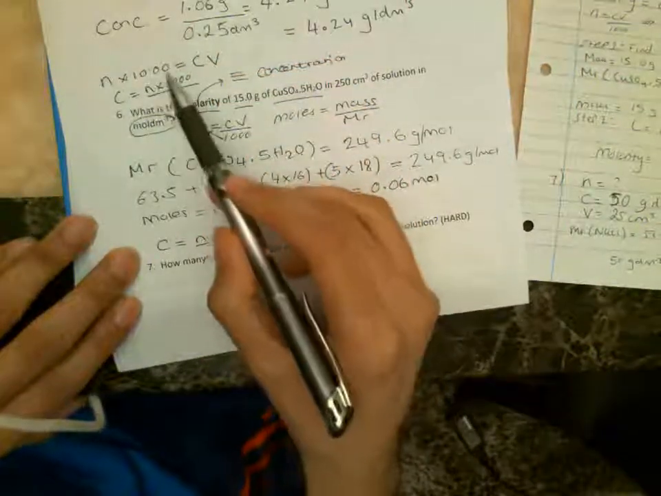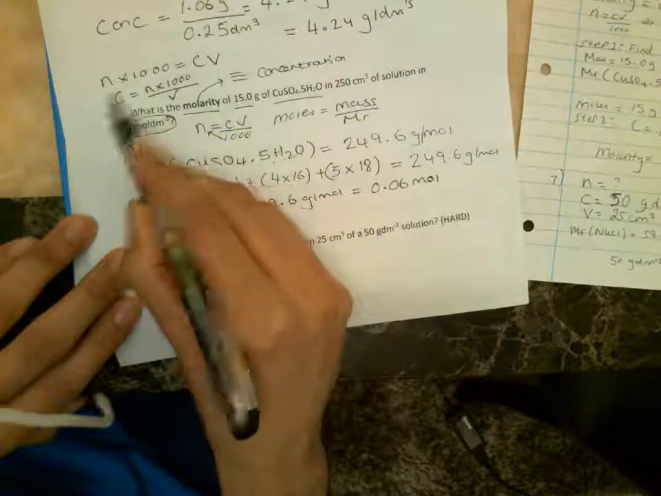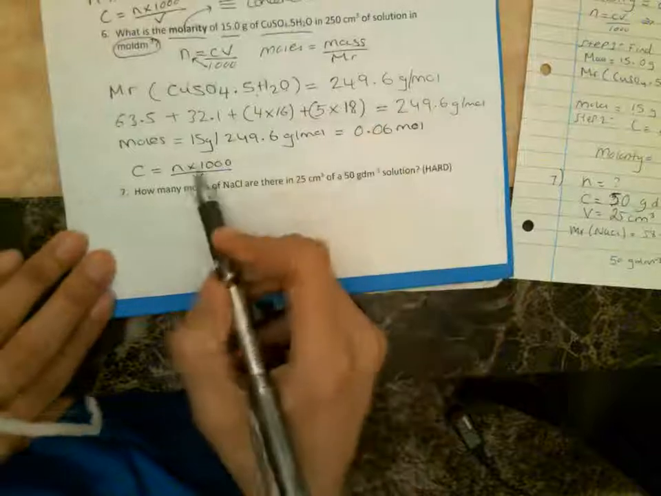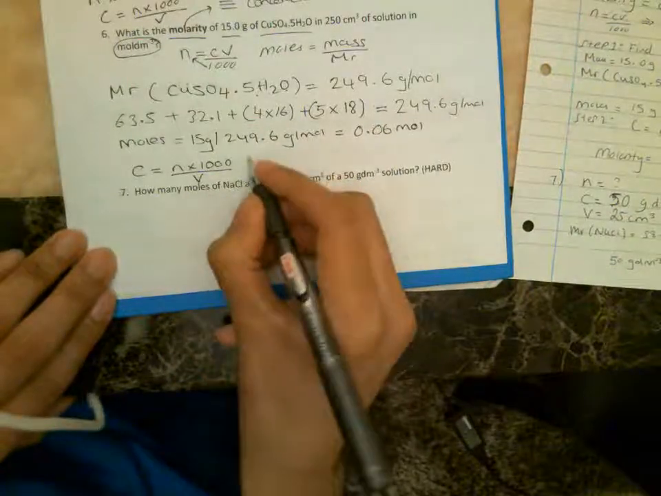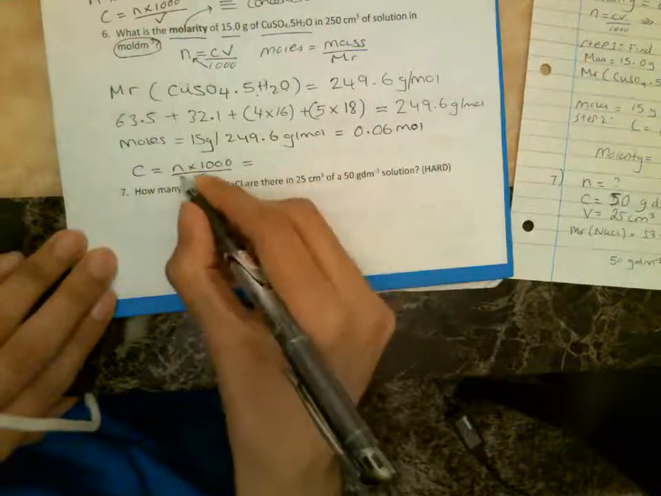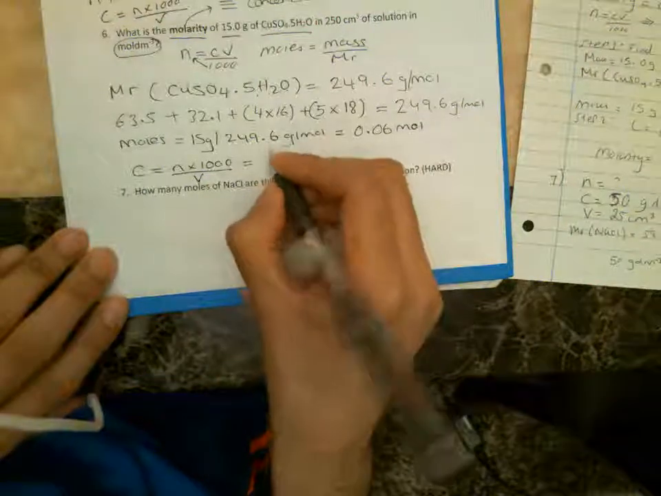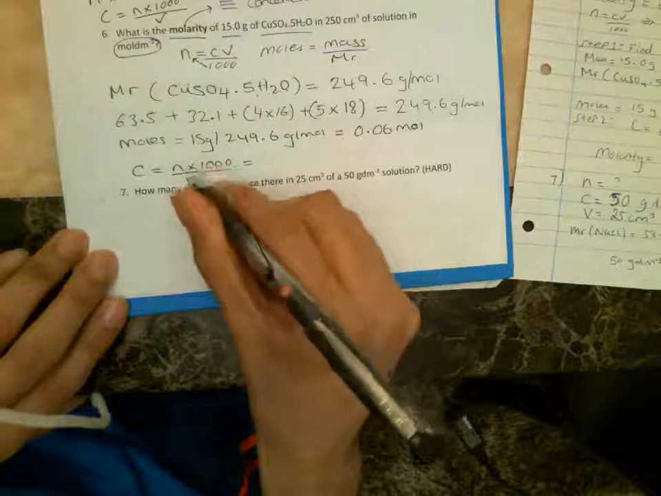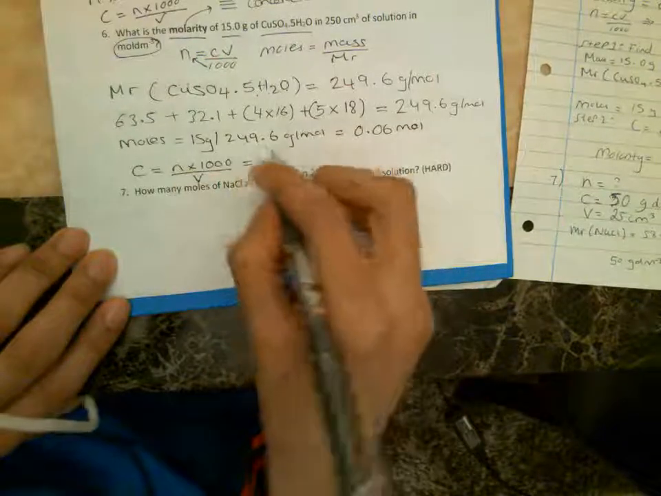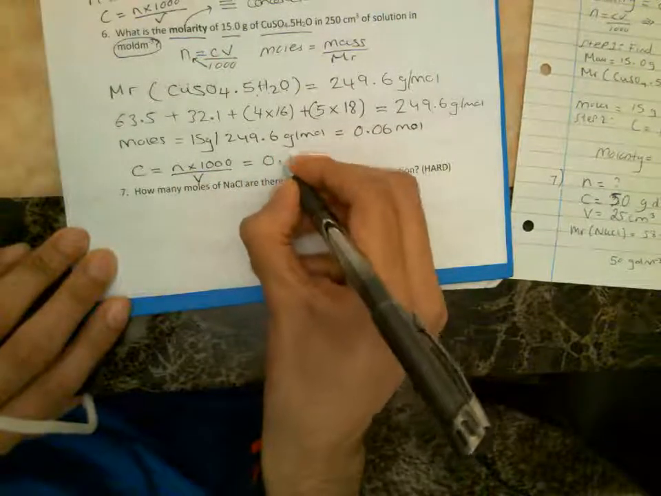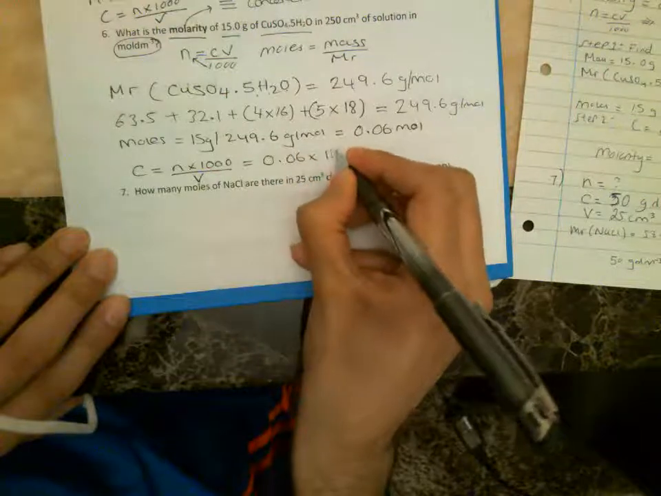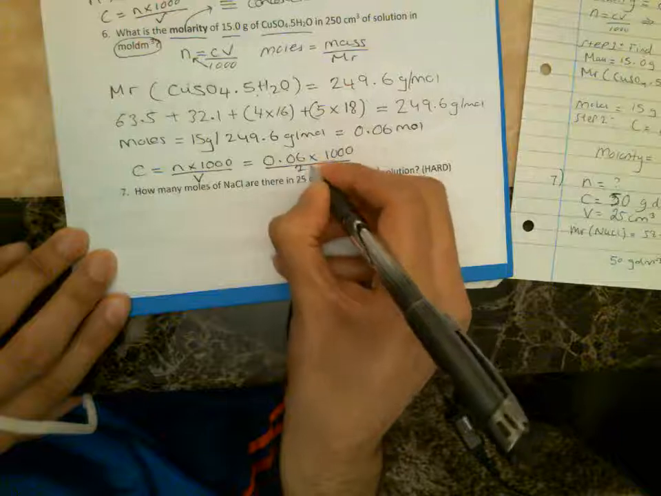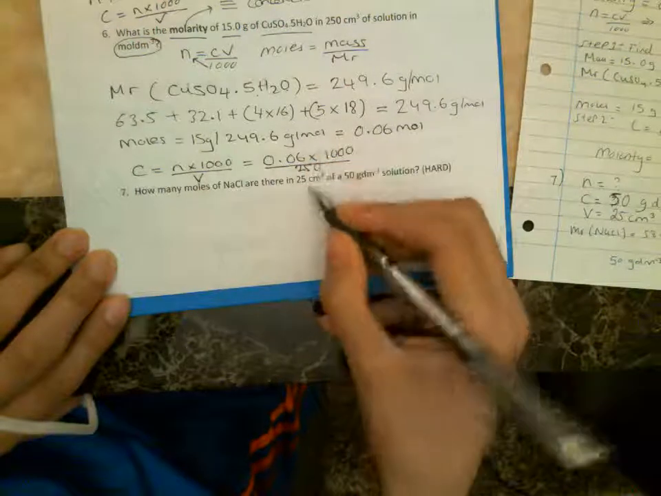Okay, so that's the objective of the game. If we want to find concentration, we need to have C all by itself. So C equals N times 1,000 over V. We know the moles, we know the volume, we just put them in. Because we've got times 1,000 involved and we've got divide 1,000 involved, we can just simply plug in the values. Now 0.06 times 1,000, and the volume that we've had is 250 centimeters cubed.